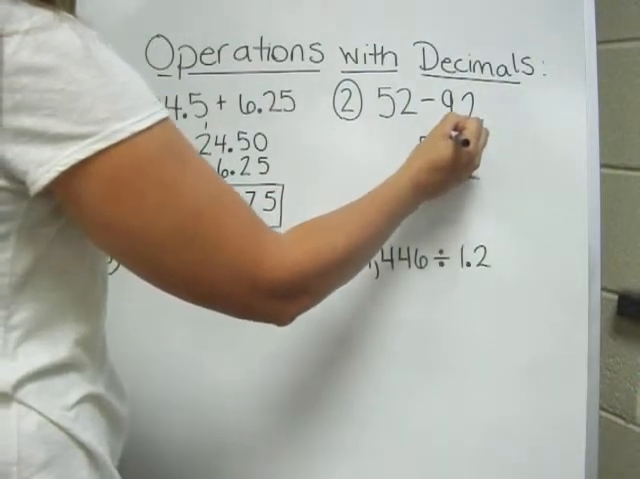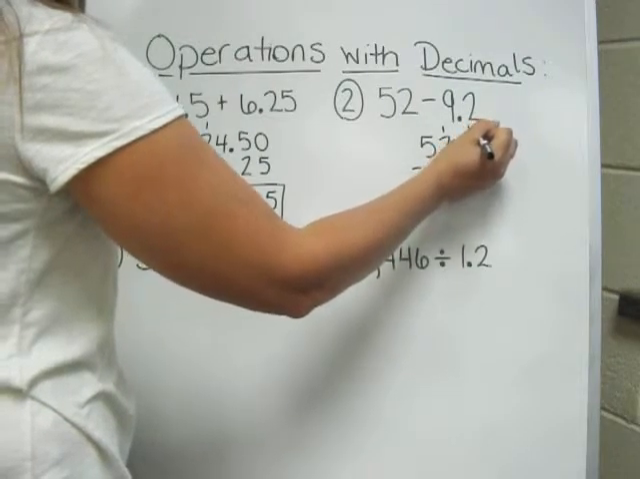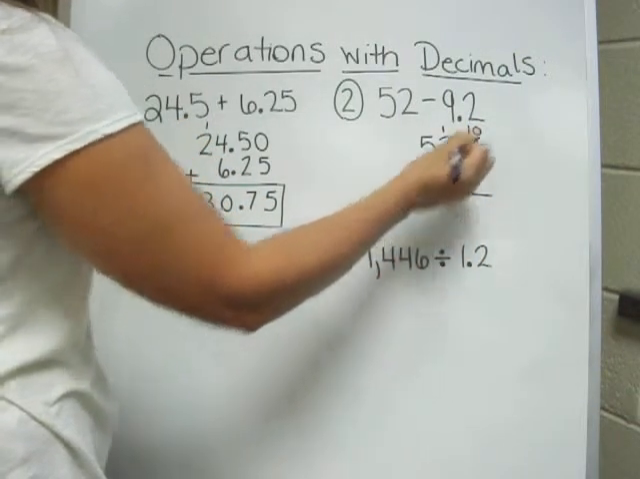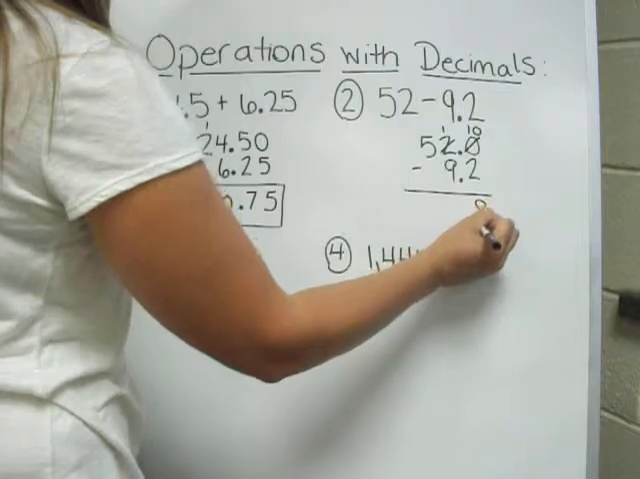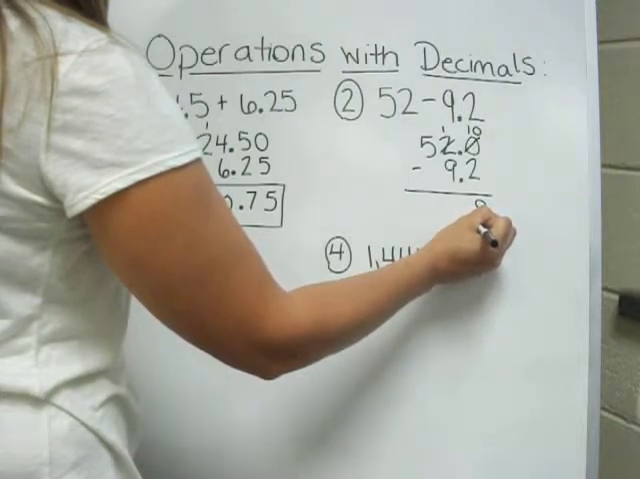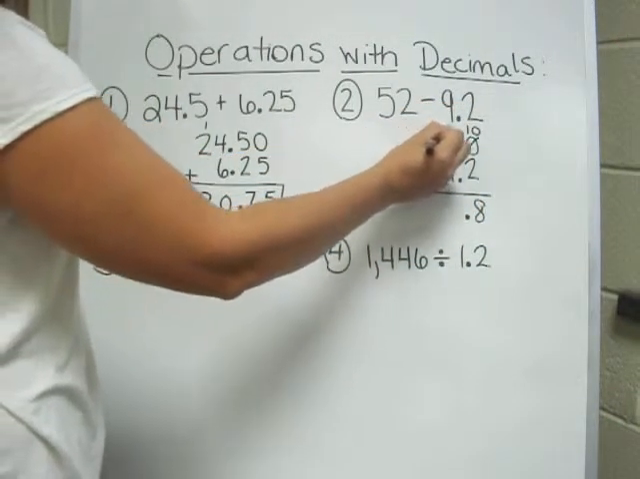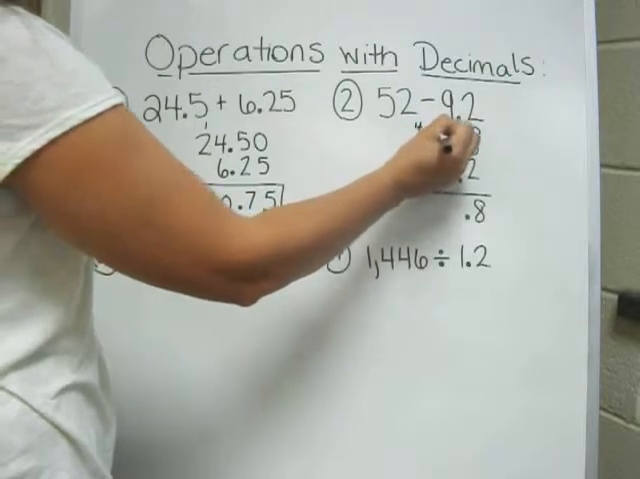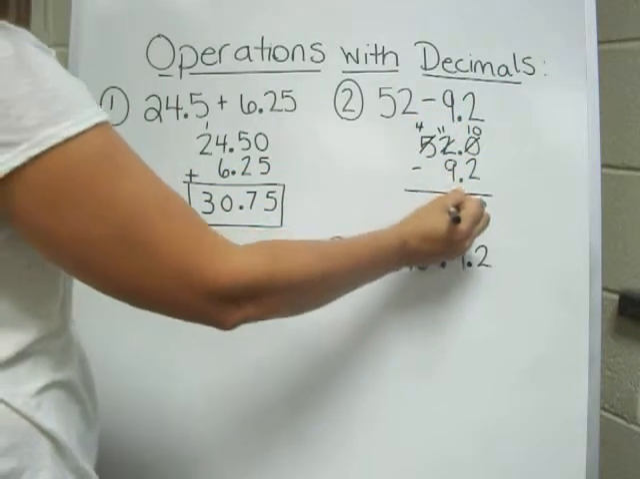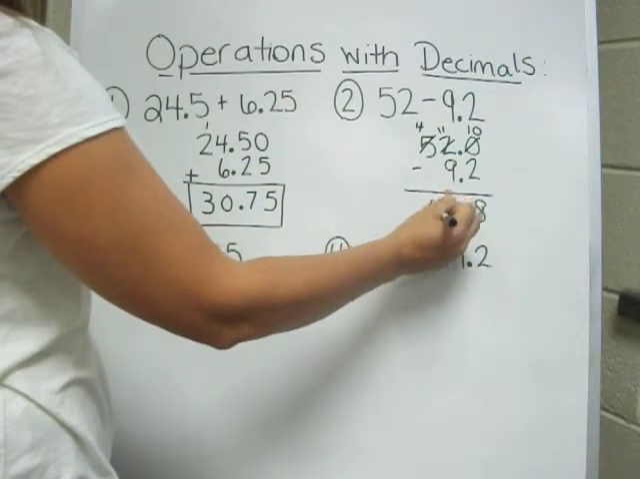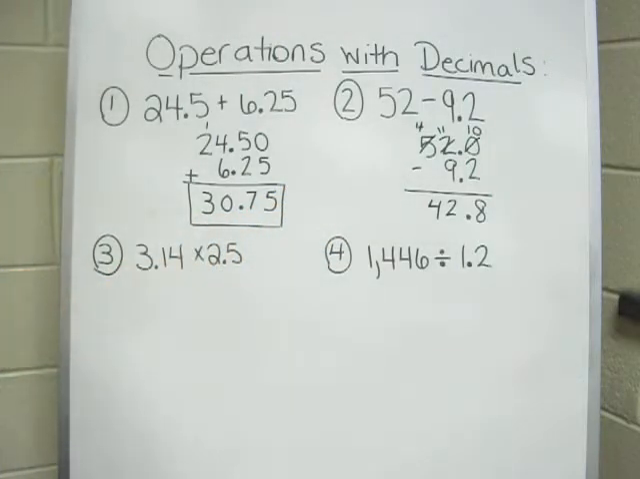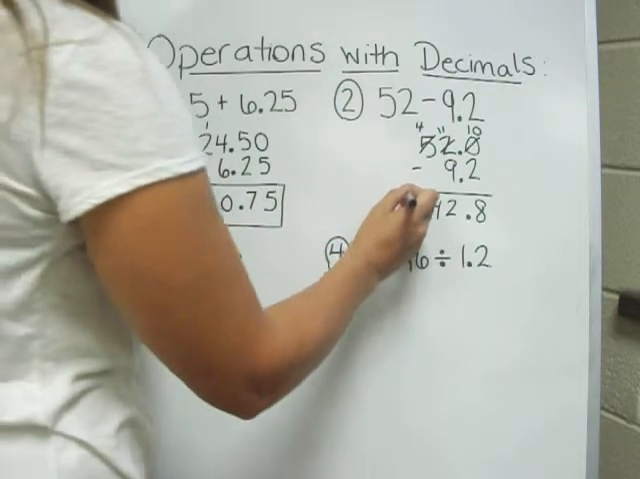Take from the 2. And 10 minus 2 is 8. Bring our decimal straight down. Can't take 9 from 1. Need to regroup. 2 and 4. And so once again we can estimate: 52 minus about 10 is 42. So we know our answer is reasonable.